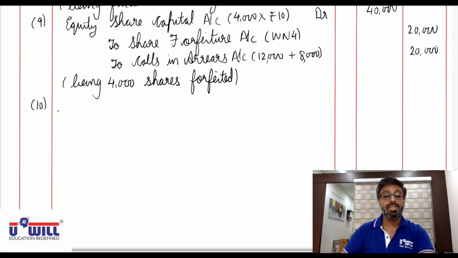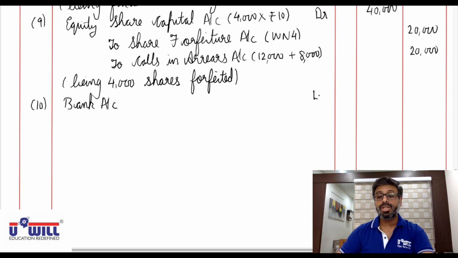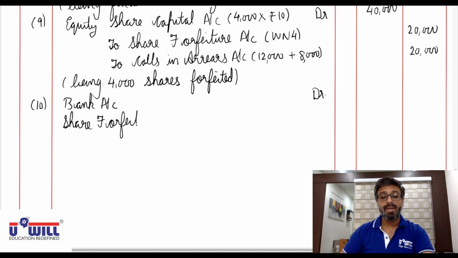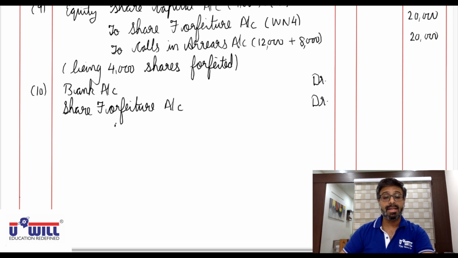Now after forfeiture, reissue. So bank is the receiver, debit the receiver, bank account debit. Generally the shares are reissued at discount. So discount we will utilize from share forfeiture only, earlier forfeited amount. Share forfeiture account debit with the amount of discount, and to equity share capital account.